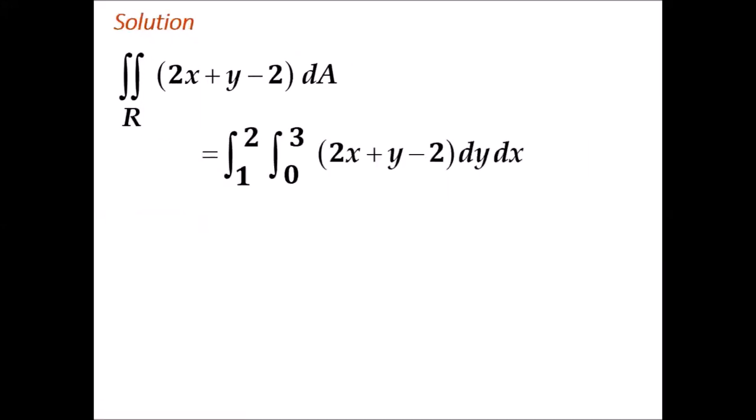Now let's try to evaluate this integral. First, we integrate the innermost integral with respect to the variable y. Note that in integrating this, we treat the variable x as a constant. Integrating 2x with respect to y will give us 2xy. Positive y will give us y squared over 2, and negative 2 will give us negative 2y.